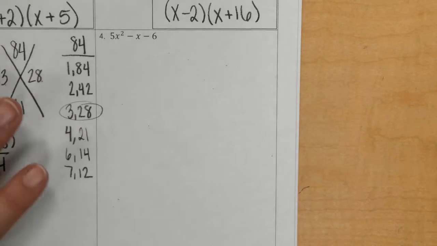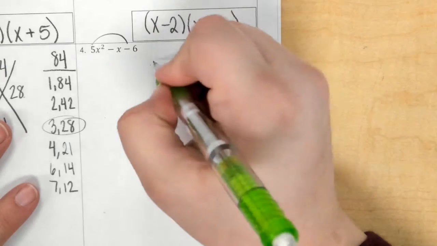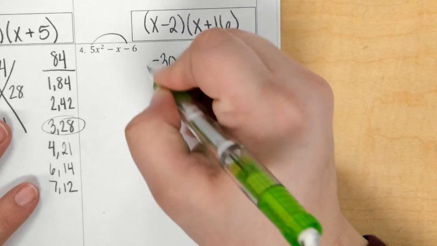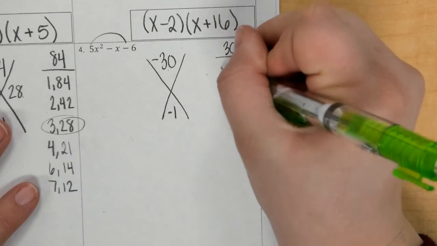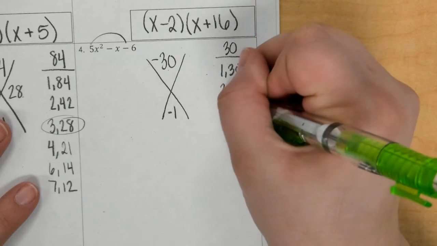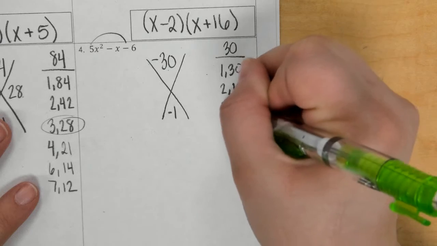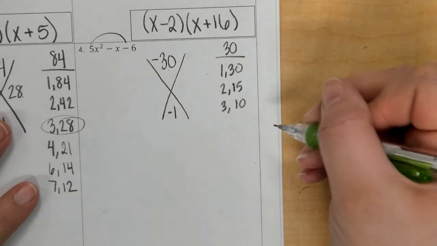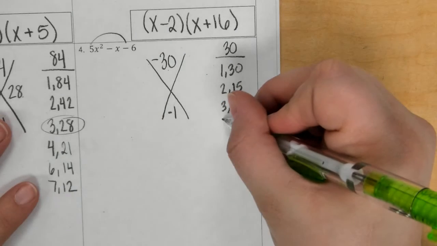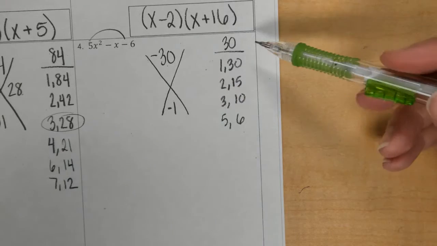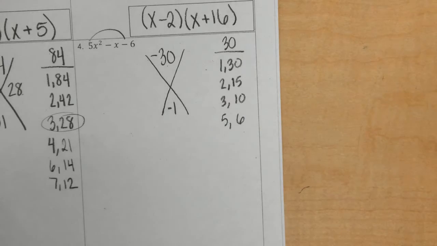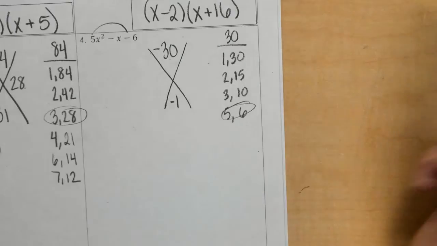Okay, last one, number 4. First times last, that gives me negative 30. And we're trying to get to negative 1. So 30 would break down to 1 and 30, 2 and 15, 3 and 10, 5 and 6. So which one could make a negative 1 if I subtracted? Has to be 5 and 6.